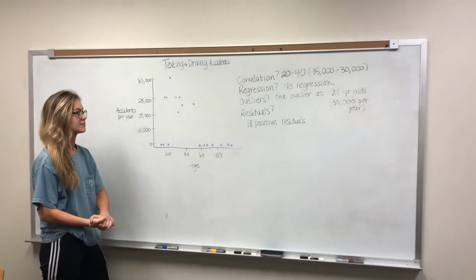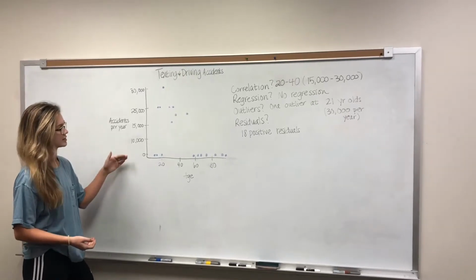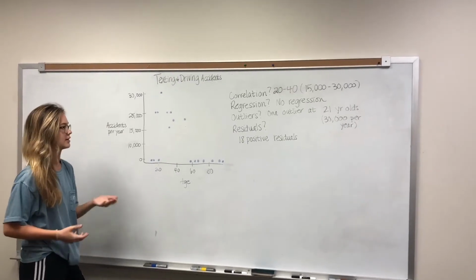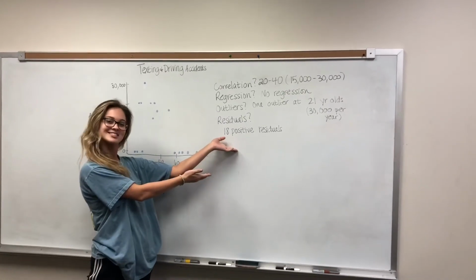And the last thing we're going to cover with scatter plots is residuals. Since all of our points are above 0 or at 0, they are positive, and there are 18 of them, resulting in 18 positive residuals.